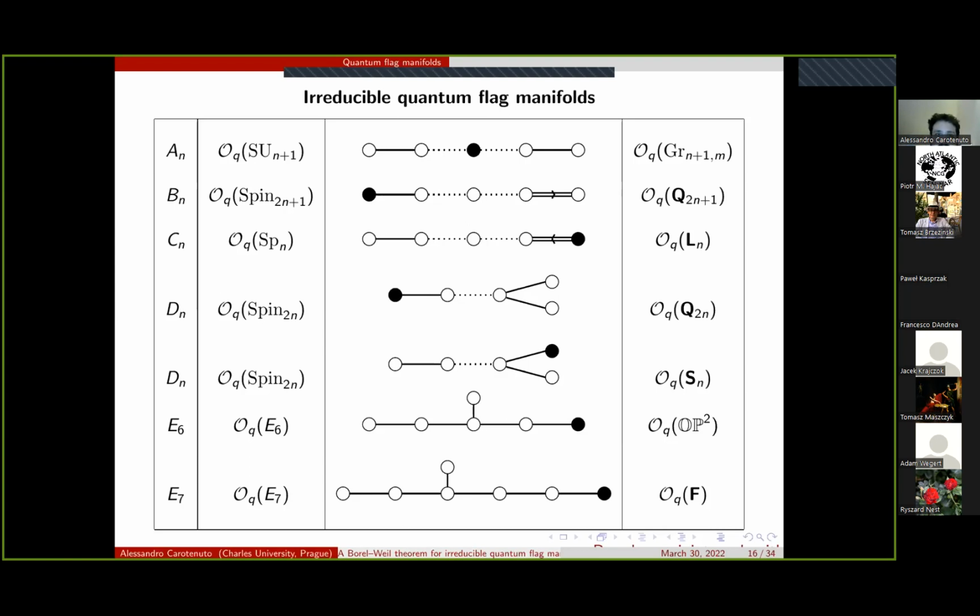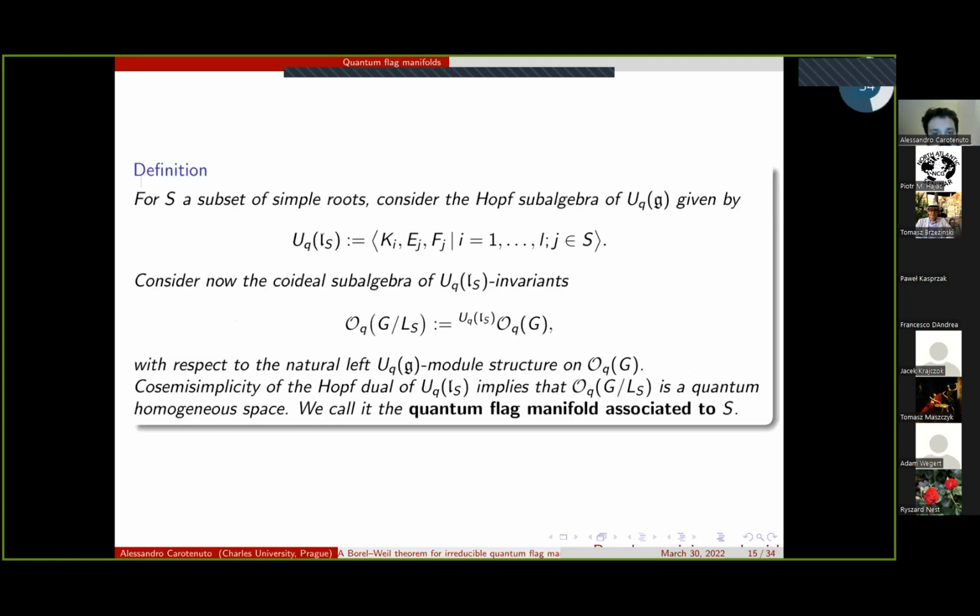And there is a nice picture to think of this in terms of Dynkin diagrams. Remember that all the information of a Lie algebra is in some way encoded inside its Dynkin diagram. And we can construct a quantum flag manifold just by crossing out a certain number of nodes of a given Dynkin diagram. So here, for example, we cross out these nodes and we consider the simple roots Ei, Fi corresponding to the nodes that are crossed out as removed. And we look for the invariance with respect to the algebra UQLS that we have defined in this way.